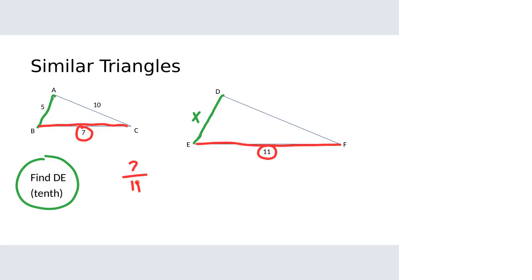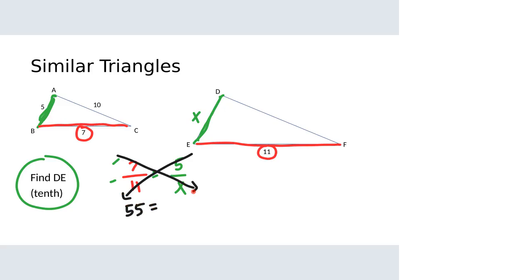All right, so let's see. 7 in the small triangle, 11 in the big triangle, and I have 5 in the small triangle, X in the big triangle. I set up this proportion where 7 in the small triangle corresponds with 11 in the big triangle, and 5 in the small triangle corresponds with X in the big triangle. Once I've set up my proportion, I can solve it, and I'll know how long side DE is. Solving a proportion, just as a reminder, we cross multiply. 5 times 11 is 55.